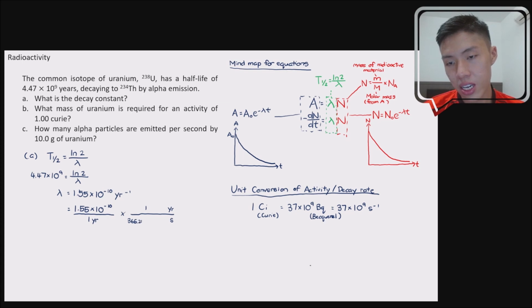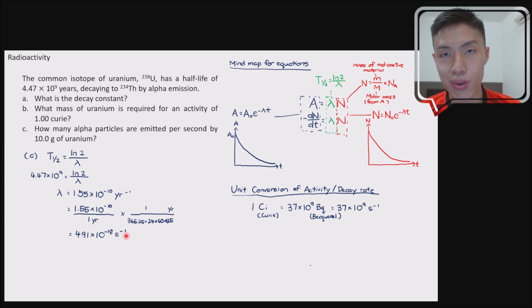365.25 days. Each day you have 24 hours in it. Each hour you have 60 minutes in it. Each minute you have 60 seconds in it. So if you do your conversion, you should be able to get lambda to be 4.91 times 10 to the power of negative 18 per second. Okay, we don't write lambda in becquerel usually, you just write it per second. Activity you can write in curie, you can write in becquerel, but lambda usually is per second or per year or per minute or per hour, whichever is suitable.